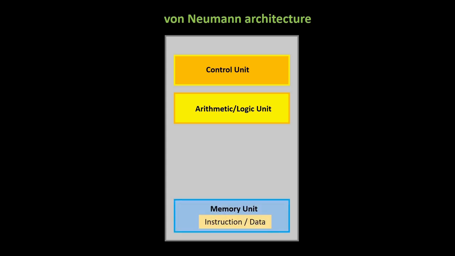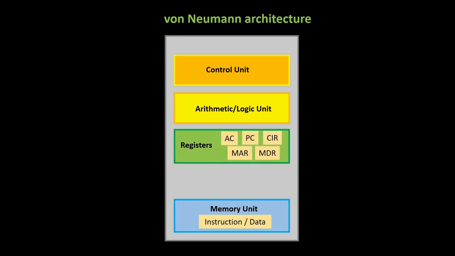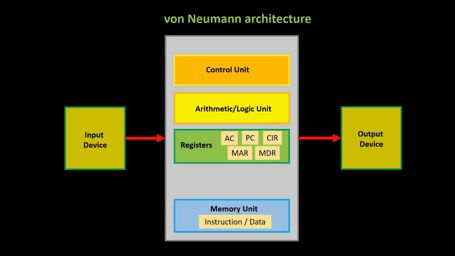Now, let's explore the key components of von Neumann architecture. First, we have the arithmetic logic unit, responsible for performing arithmetic and logical operations on data. Next, the control unit governs the execution of instructions, coordinating the activities of other components. The memory unit stores both instructions and data, providing a unified storage space. Registers, small and fast memory units, store data being processed by the ALU. Input-output devices enable the computer to interact with the external world.